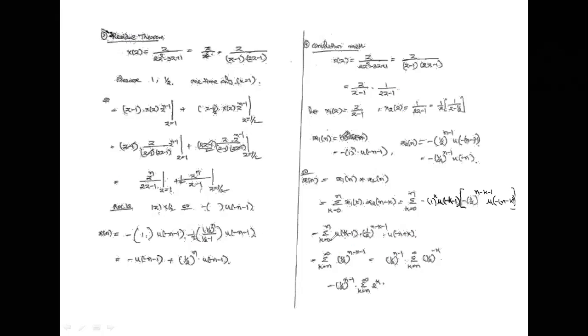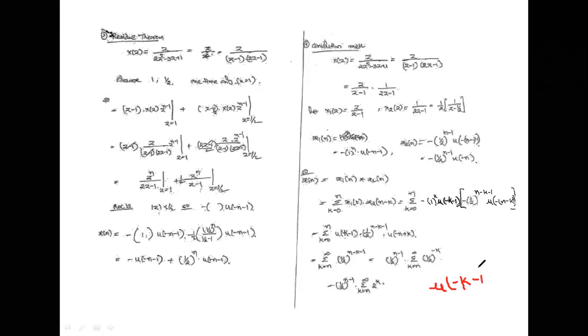k equal to 0 to n. 1 power anything, the value is 1 only, my dear students. And here the minus is there, and here is a minus. Minus into minus becomes a plus. Mu of minus k minus 1, 1 by 2 whole power n minus k minus 1. And this becomes mu of minus n plus k. Got it?